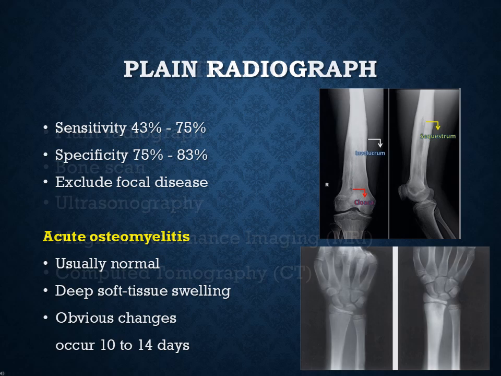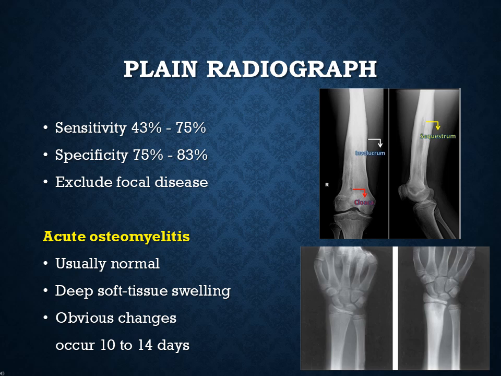Plain radiography has a reported sensitivity of approximately 43 to 75% and a specificity of 75 to 83% in the evaluation of osteomyelitis. Although it is relatively insensitive in the early stages, it remains the initial imaging modality because it is widely available, inexpensive, and useful for ruling out other focal causes of symptoms, such as bone tumors, fractures, or traumatic lesions.